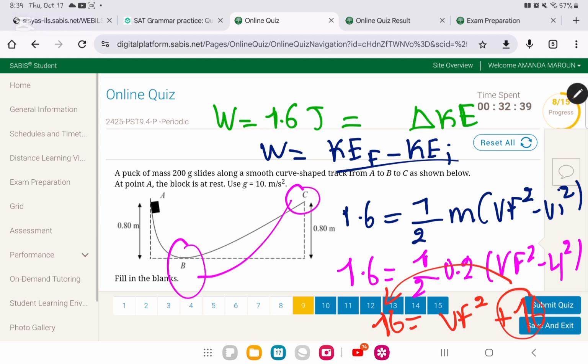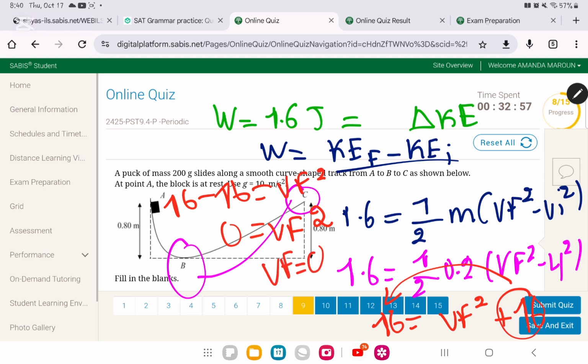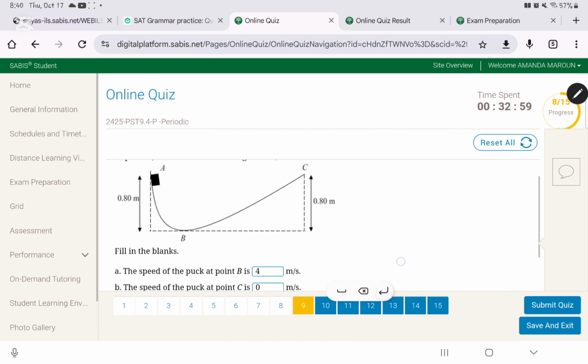Bring it to the other side, now you will get what? 16 minus 16 is equal to V final squared. 16 minus 16 is 0. 0 is equal to V final squared. So V final of C is 0. The speed of C is 0 meters per second.